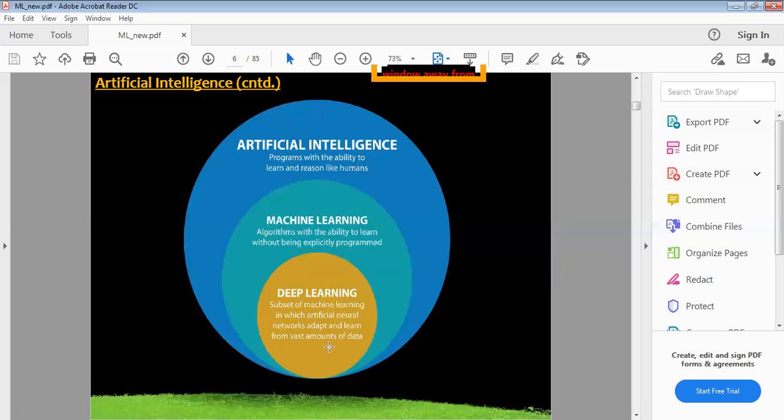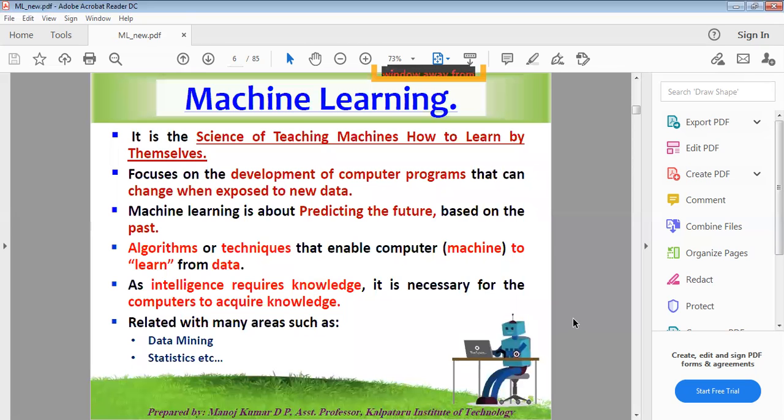Now inside machine learning we have deep learning. So what is deep learning? It is a subset of machine learning in which artificial neural networks adapt and learn from vast amounts of data. This one we will learn in the next coming part. Now let us come to the next one, how artificial intelligence relates to machine learning.